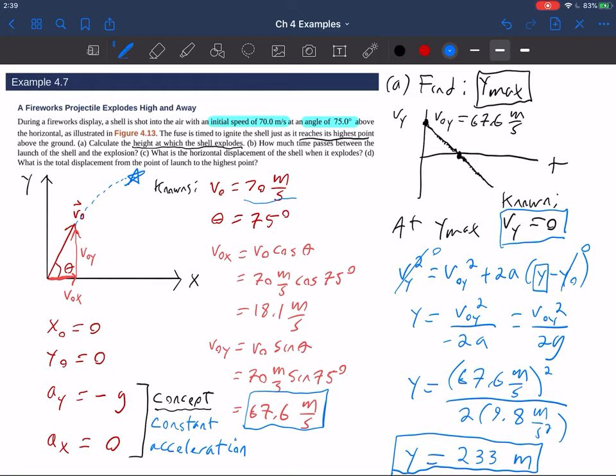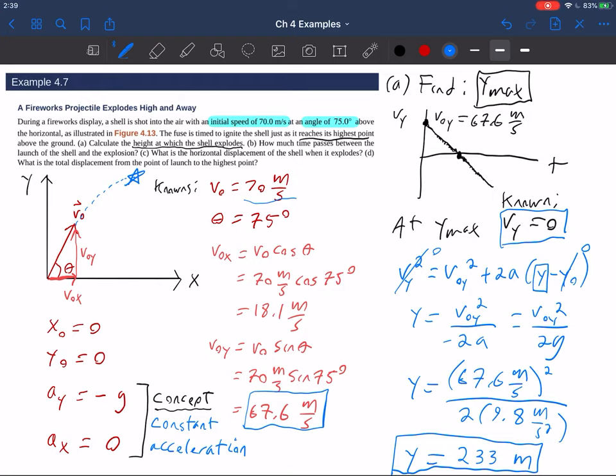Okay, let's now look at part B. How much time passes between the launch of the shell and the explosion? This is basically figuring out how much time it takes this projectile to get to its maximum height, because it's exploding at its maximum height. So for part B, we have all the setup already. We have all the knowns, and in fact we have more knowns now because we now know y max.